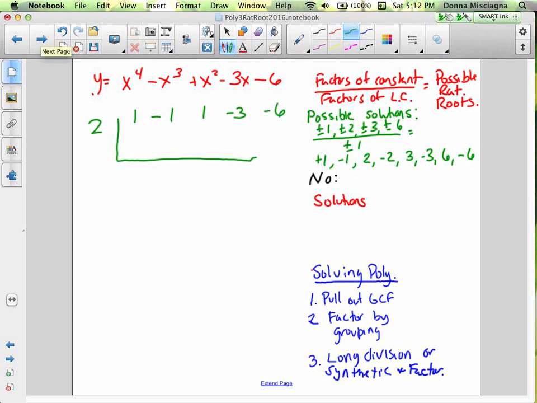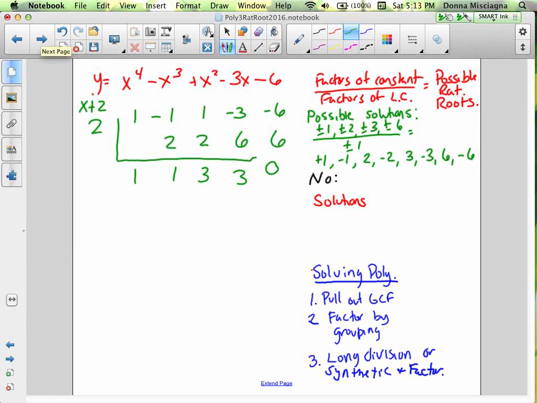All right, so now to use synthetic division, I bring down the 1, then I multiply. 1 times 2 is 2. Then I add, I get 1. 1 times 2 gives us 2. I add, I get 3. 3 times 2 is 6. -3 plus 6 is 3. 3 times 2 is 6. And then we add that equals 0. So 2 was a solution, or you can think of it as x plus 2 was a factor, right, of our equation here, x to the 4th minus x cubed plus x squared minus 3x minus 6.